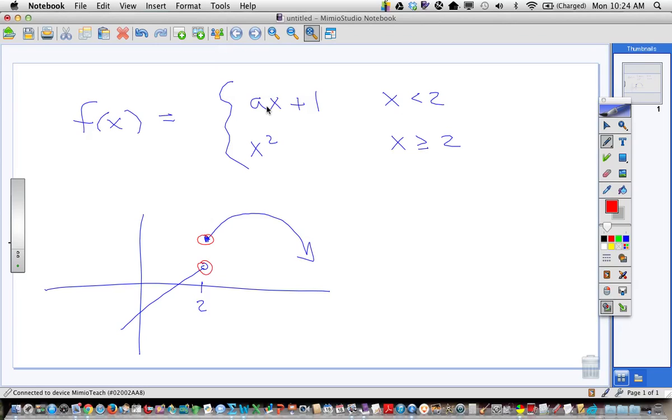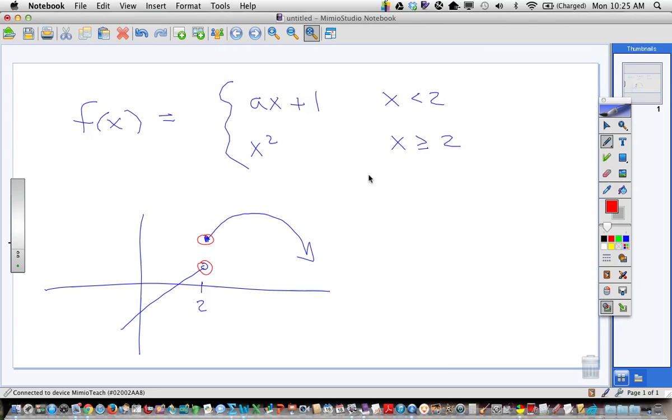Now, if the question was for it to be continuous, it'd be the same thing. Those two red points have to have the same y value. So it's going to depend on A. There's one A value that will make that happen. Every other A value will make there be a gap there. Okay? So how do we do it? Set them equal to each other.